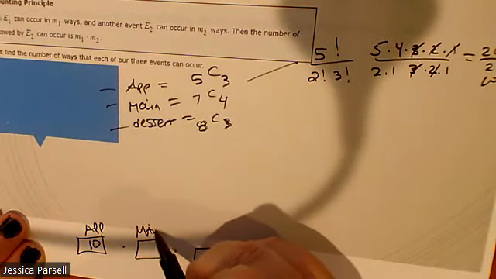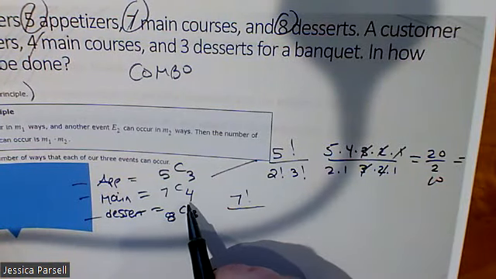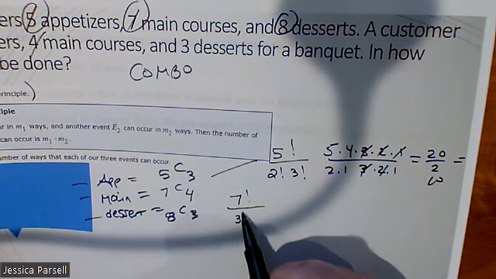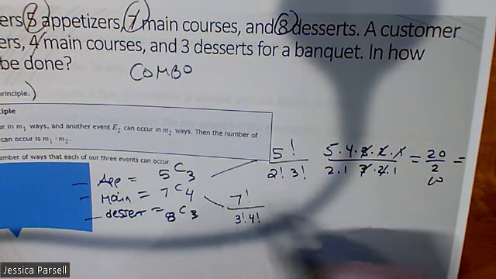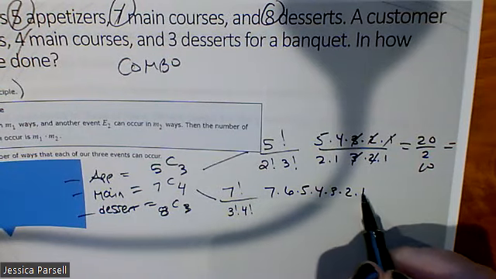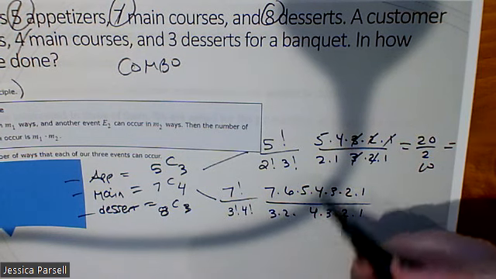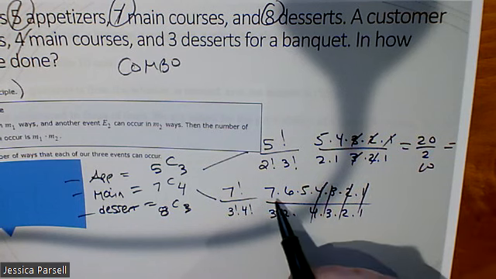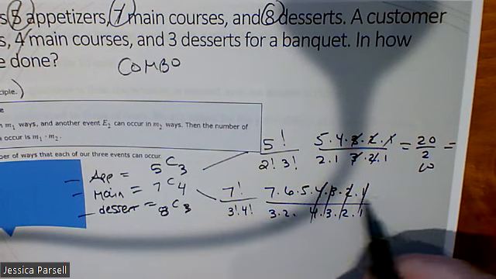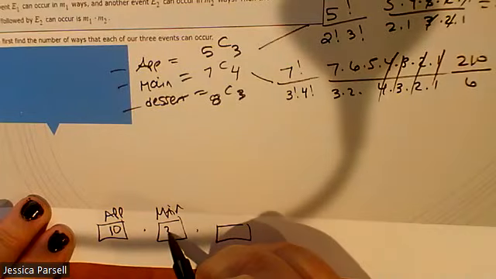Then let's look at the main. So we have 7 factorial over, now 7 minus 4, is 3 factorial times 4 factorial. That's this: 7 times 6 times 5 times 4 times 3 times 2 times 1 over 4 times 3 times 2 times 1 and 3 times 2 times 1. Cancel, cancel, cancel, cancel. So 7 times 6 times 5 is 210 over 6. 210 divided by 6 is 35 ways that we could choose those mains. So I'm going to put 35 here.